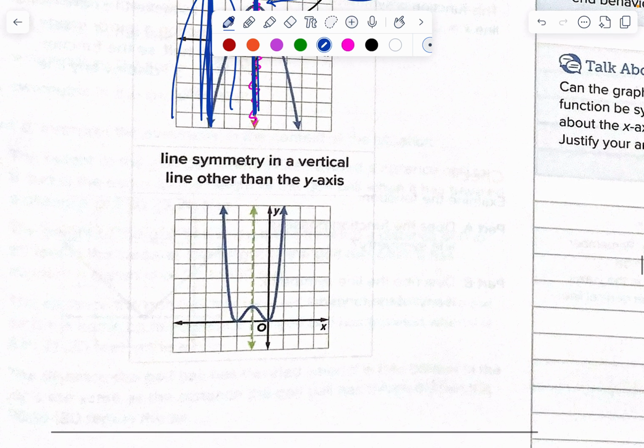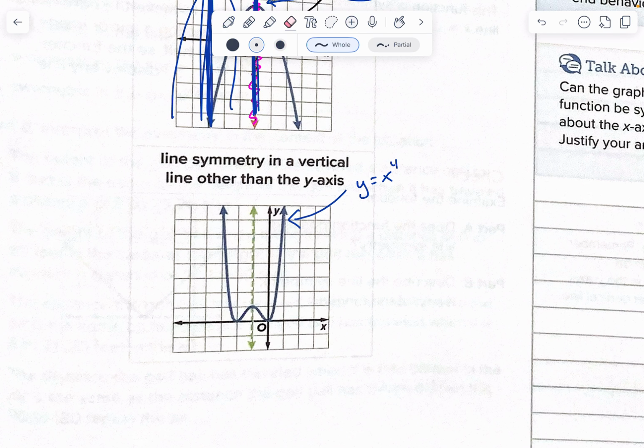So down here we see a different function, and I don't know if you remember me talking about it yesterday. This is not a parabola. This is the function of y equals x to the 4th power, right? Because it has a couple little humps. It looks like a W, kind of. And x to the 4th power is what its function is.